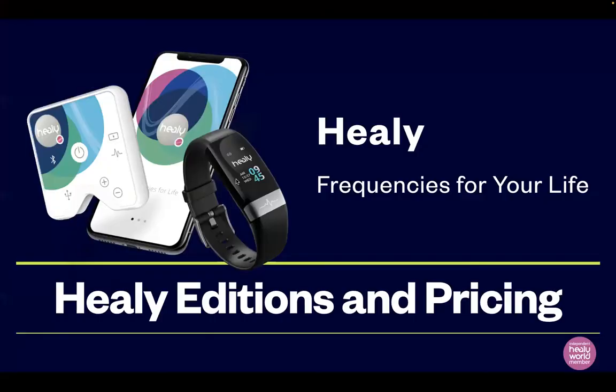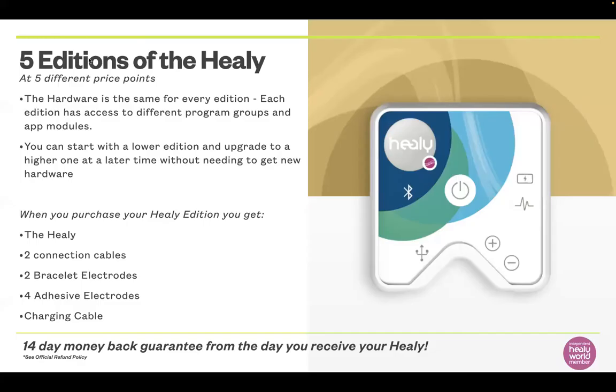Okay. So first of all, there are 5 different editions or versions of the Healy at 5 price points, but the hardware is the same for every edition. So if you get a lower price edition initially and then later want to upgrade to a higher one, you can. You don't have to even get a new Healy. You just get, it opens up more program groups that you have access to, or more app modules and such. You're just opening up more software, okay?